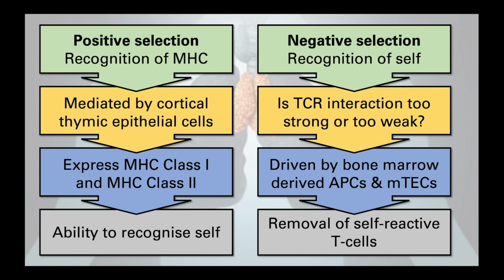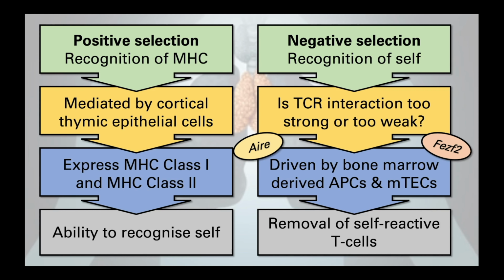The bone marrow-derived APCs have come from different areas of the body and present peptides from different tissues, while MTECs have a property we call promiscuous expression of tissue-resident antigens. This is under the control of 2 key genes called AIRE and FEZF2. So they're able to present peptides that are normally only found in very specific tissues, for example the liver, and any T cells that are potentially autoreactive are removed by this process of negative selection.